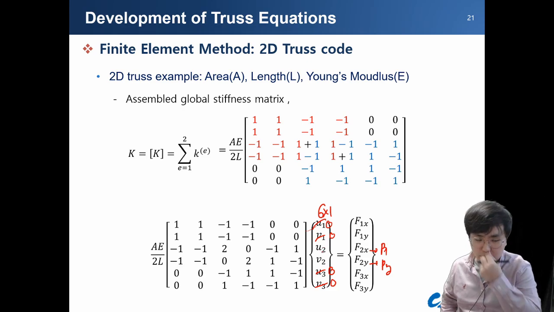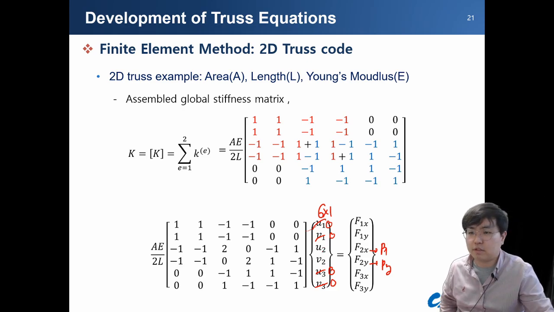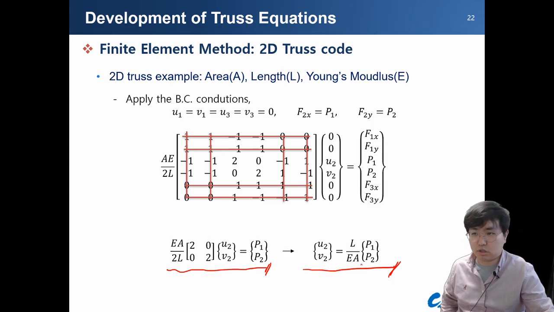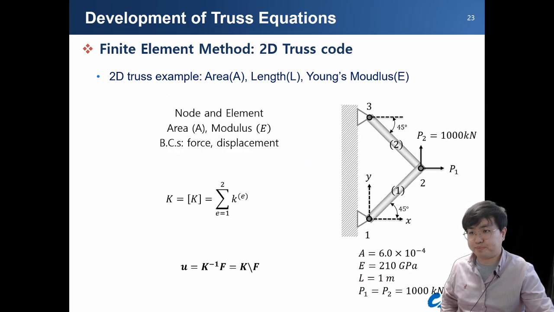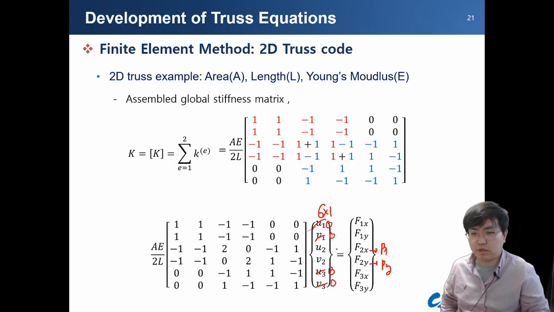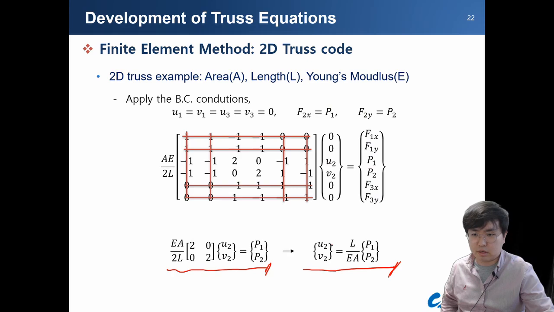Then we have 2 unknown displacement values here, so please apply the boundary condition so that we can obtain the reduced matrix, which looks like this. Then you can easily compute this 2 by 2 matrix and we obtain this equation. After you obtain that, you can put some of these values into the equation in the previous slide.